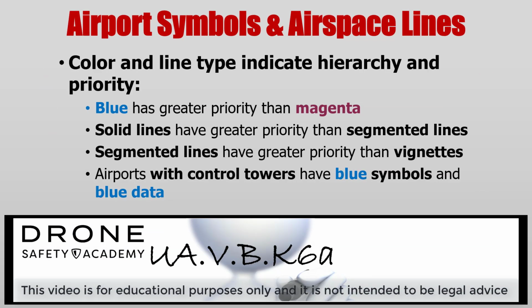VFR sectional charts use a lot of color, and the color and line type indicate hierarchy and priority. Blue has a greater priority than magenta, solid lines have a greater priority than segmented lines, and segmented lines have a greater priority than vignettes. Airports with control towers have blue symbols and blue data.